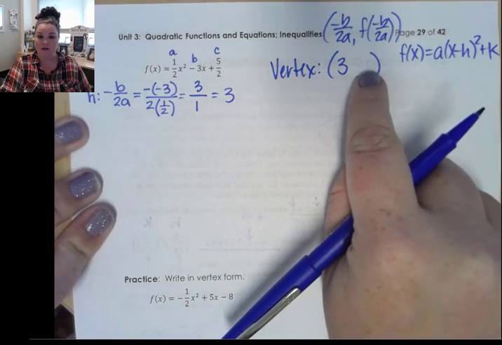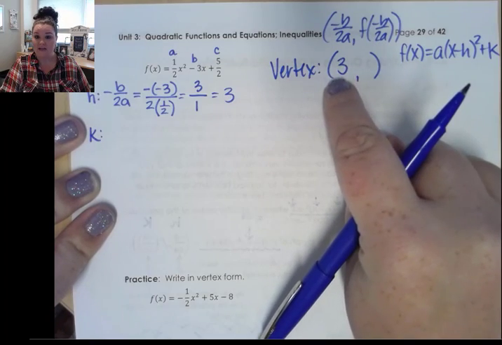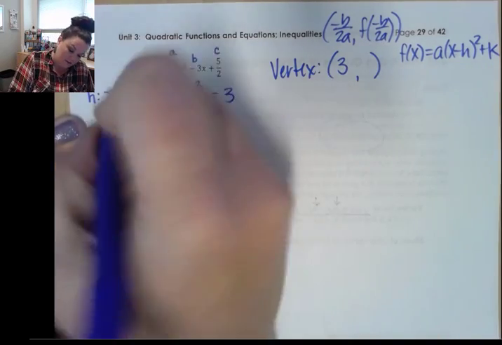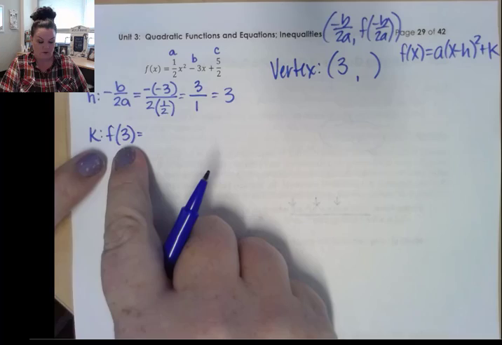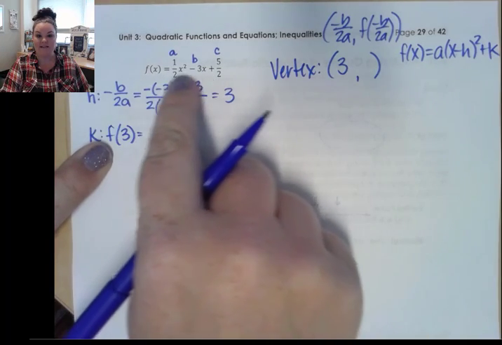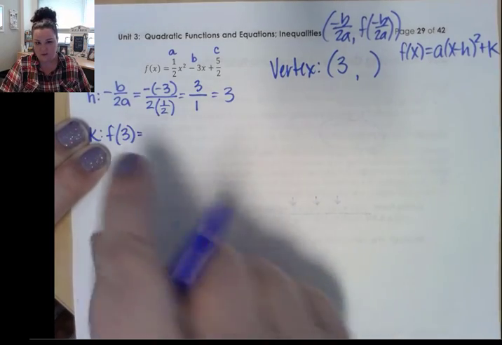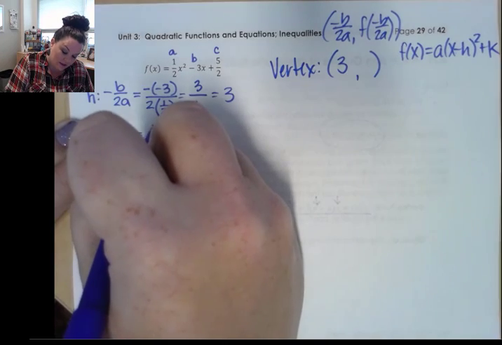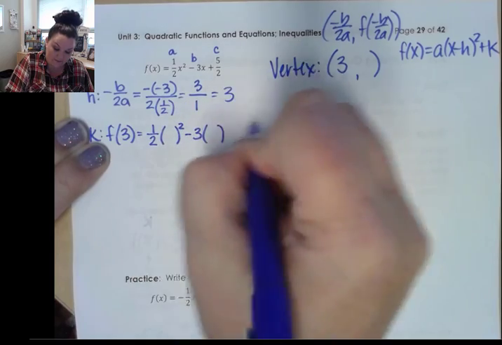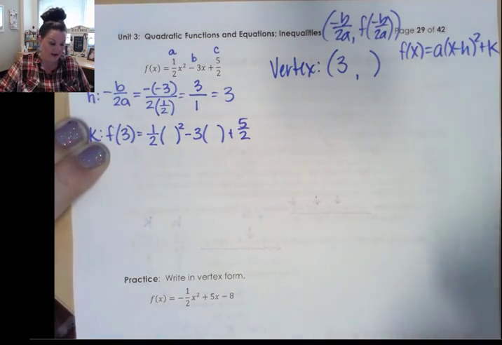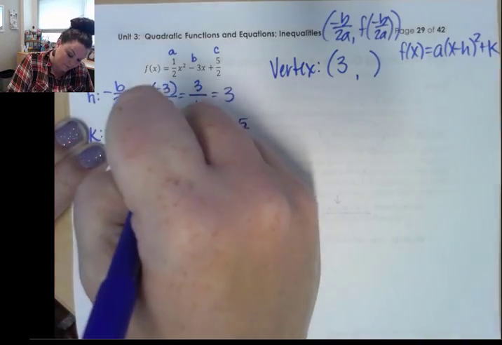Now to find the second coordinate of our vertex, or our k value, we're going to plug whatever we got for h back into our function. So we're going to do f evaluated at our h value, which was 3. So 3 is what I want to plug in everywhere I see an x in my original function. So I'm just going to write out what my original function does, and then I'll plug in the 3. So my original function says to do 1/2 times my input squared minus 3 times my input plus 5/2. Okay? And now I'm going to put my input in the parentheses, which in this case is 3.